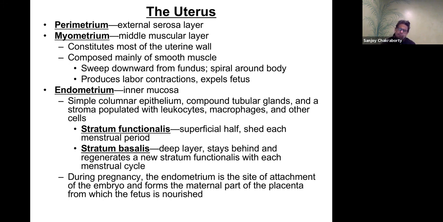The average length of the cycle is about 28 days. So anywhere from 21 to 35 days is normal, but 28 days is the average time for this menstrual cycle process.